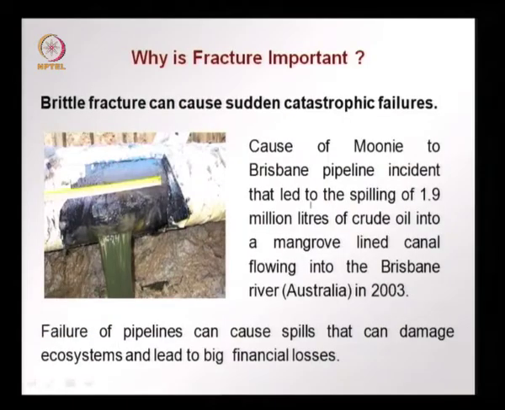Brittle fracture can occur at smaller scales, but with disastrous consequences, like in this case of a pipeline failing in Australia, which led to the spilling of about 2 million liters of crude oil, causing ecosystem damage in the mangrove lined canal flowing into the Brisbane river in 2003, huge financial loss and huge ecological loss.